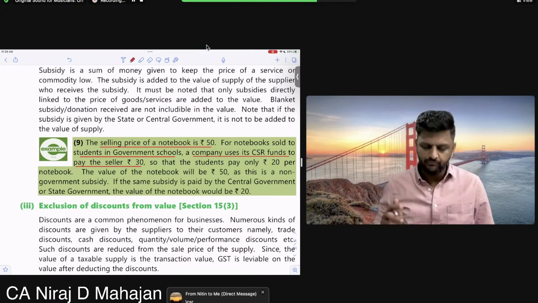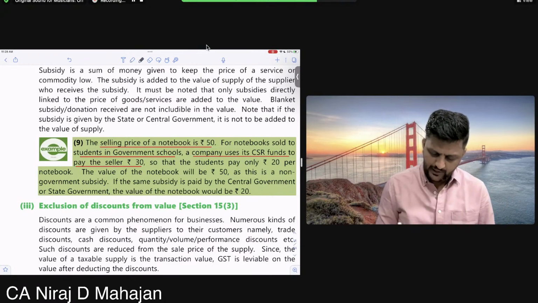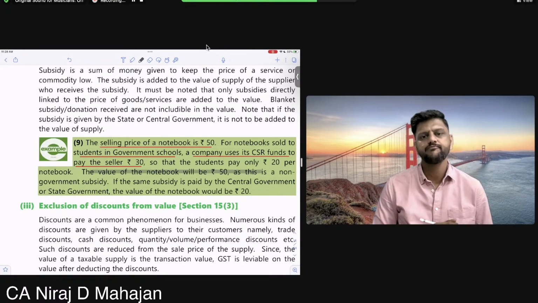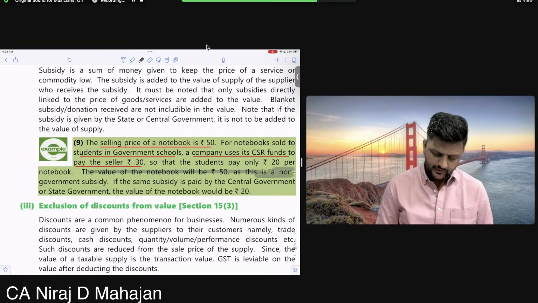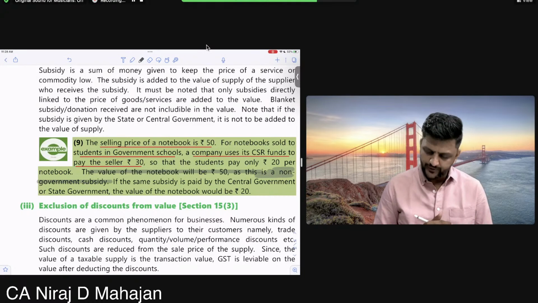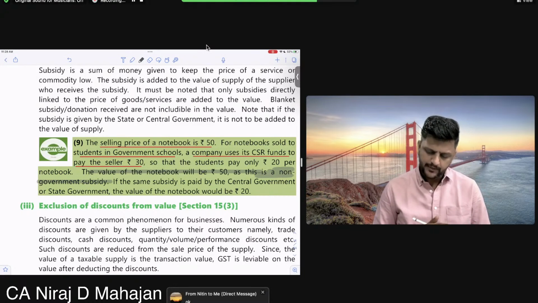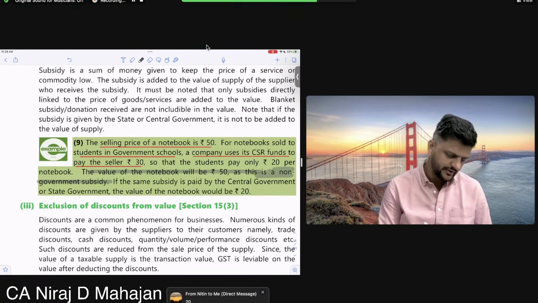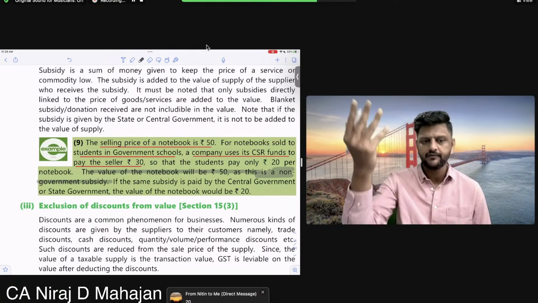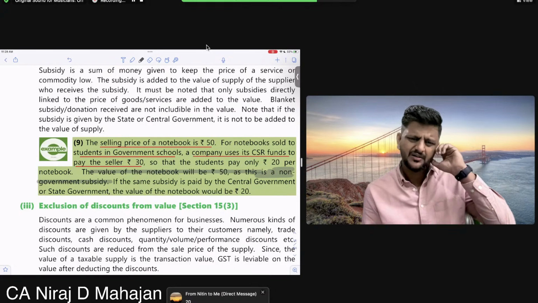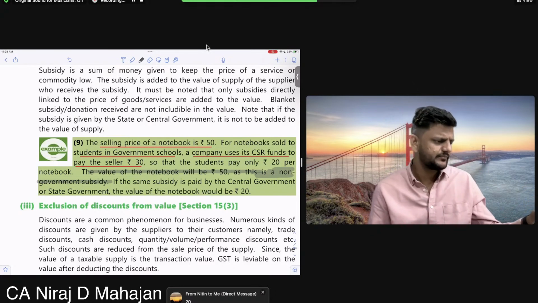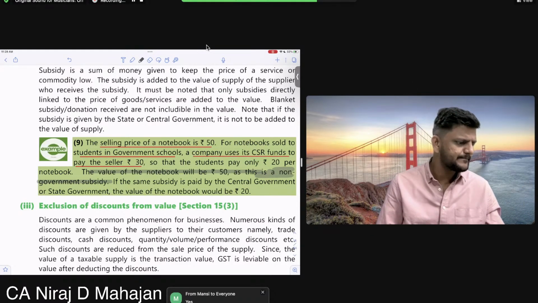The value of supply is important. The value of supply will be 50 rupees, as it is a non-government subsidy. If the same subsidy of 30 rupees is provided by the government, then the value of the notebook will be 20 rupees. Give 2 stars here. Important. I had given you such an example sometime back, but here you can revise. Done till here?